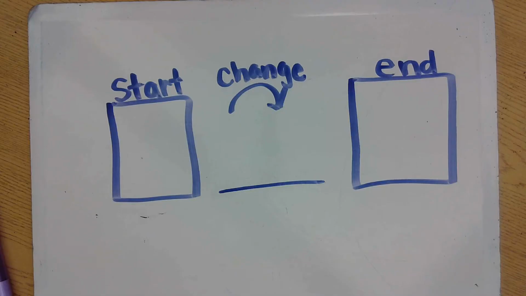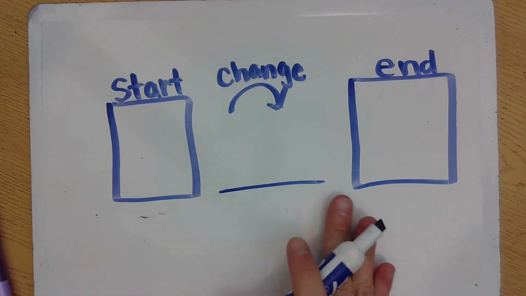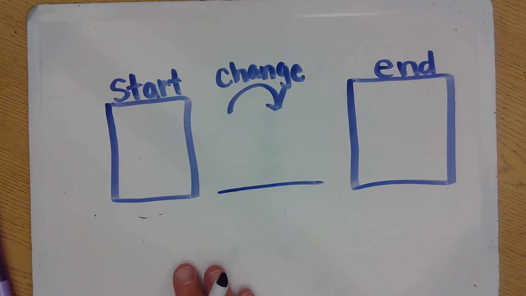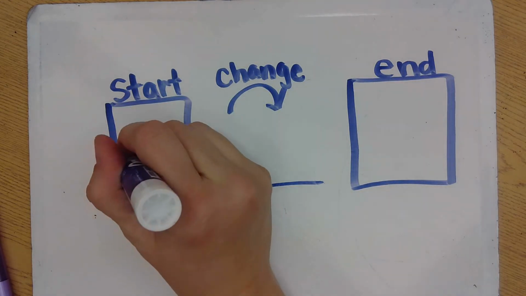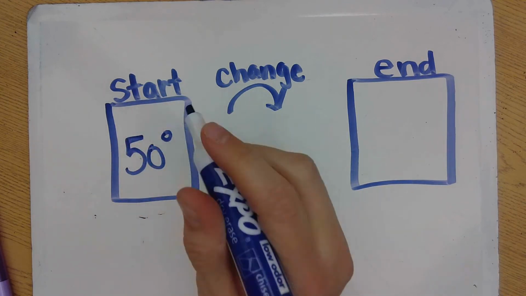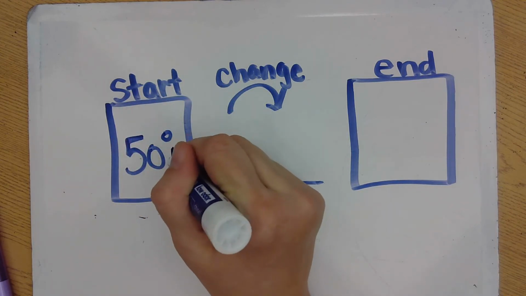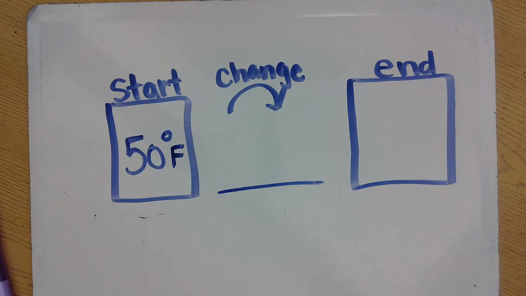thermometer. Today we are going to be using this change diagram that we used the other day, and we're going to be using that to help us solve some number stories about temperature changes. So let's go ahead and take a look at an example of that right now. So if I said it was 50 degrees, this little circle means degrees, and then a capital F means Fahrenheit.